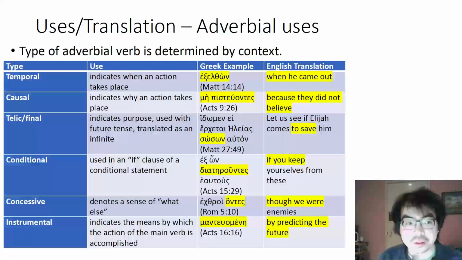The temporal use indicates when an action takes place. In Matthew 14:14, the participle is simply exelthon, but in its context it is translated as "when he came out." The causal use indicates why an action takes place. In Acts 9:26, we have mē pisteuontes, where mē is the negation and pisteuontes is the participle. Due to the context, it is translated as "because they did not believe."